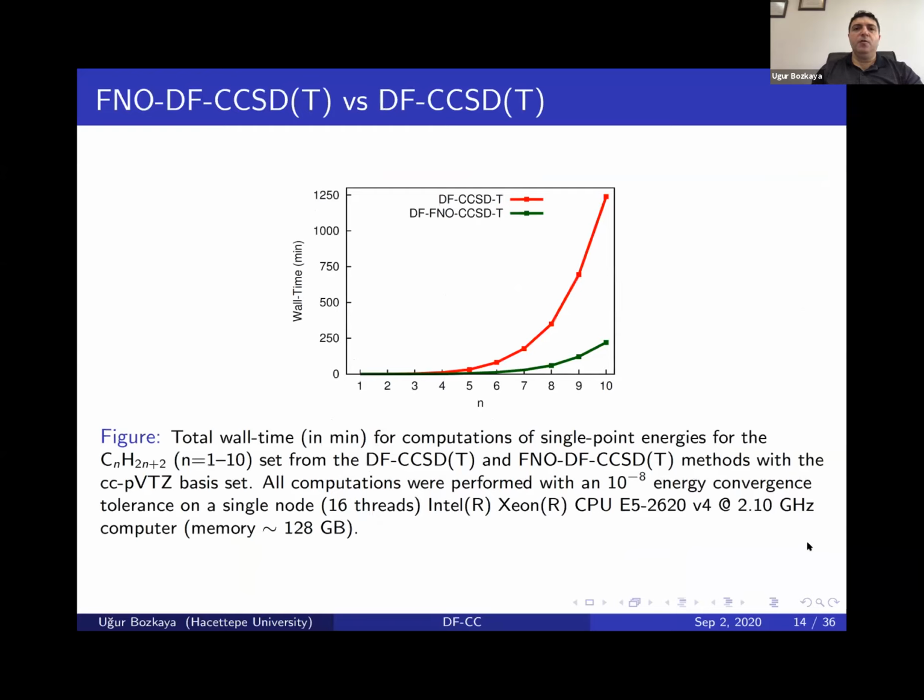Now in this slide, I would like to share some results. Here, the red curve is the timings for our DF-CCSD(T) code, and the green curve is for the FNO implementation. As we can see from this plot, it is obvious that FNO significantly speeds up the conventional CCSD. In fact, for the largest member of the alkane set considered, which is C10, we obtain almost a 5-times speedup compared to DF-CCSD(T).